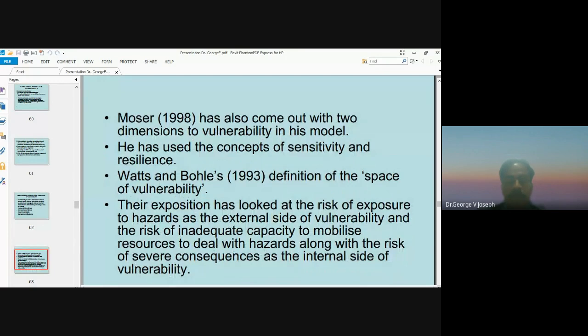And Watts has also come out with another concept, the space of vulnerability. Exposure looks at the risk of exposure, how many people, how much area is being affected. So that is also another issue. If a particular hazardous event occurs in a major city and thickly populated area, the exposure may be more, and as such the vulnerability will be higher. So that is another concept to look at.